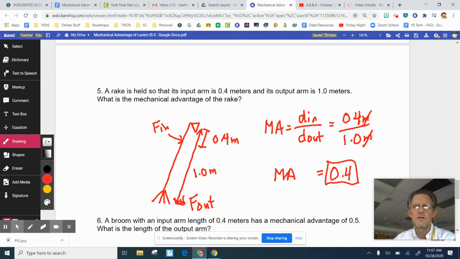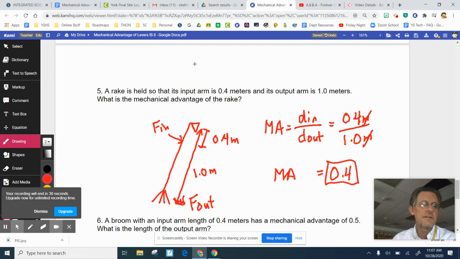Just try to show me all of your work. Don't take any real shortcuts. If you can make a little diagram, that's also very helpful.